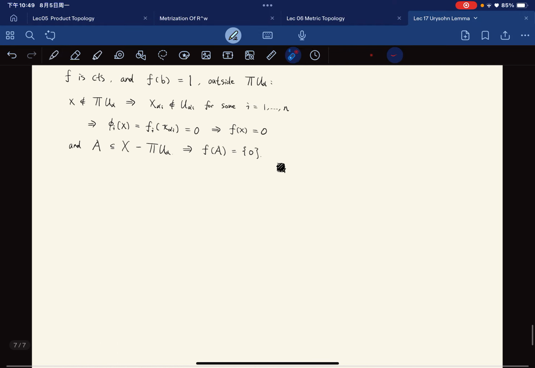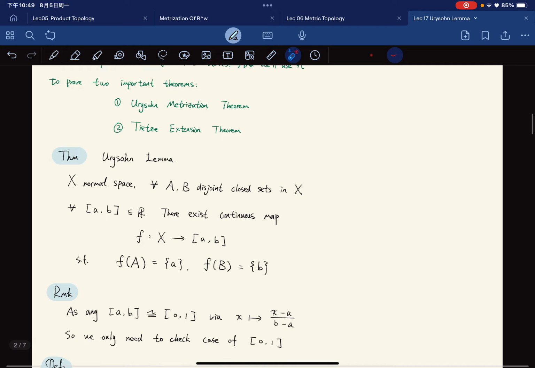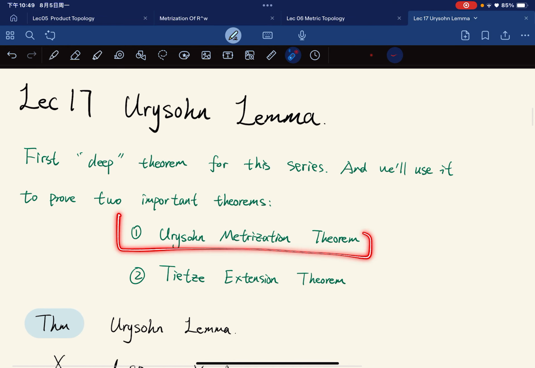Okay, so this is some Urysohn lemma and some notion of completely regular. And next time we're going to prove the Urysohn metrization theorem. And I'll see you guys next time.